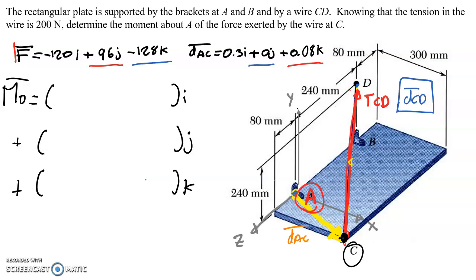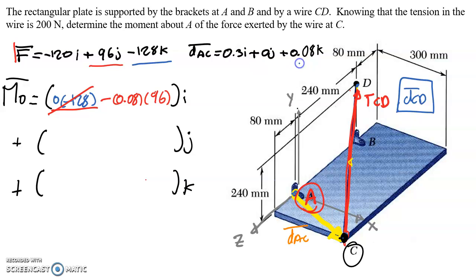This will deliver that I will have 0 times minus 128, minus 0.08 times 96. Now from here we can see that this component will become 0 because we are multiplying by a 0, so it goes away.